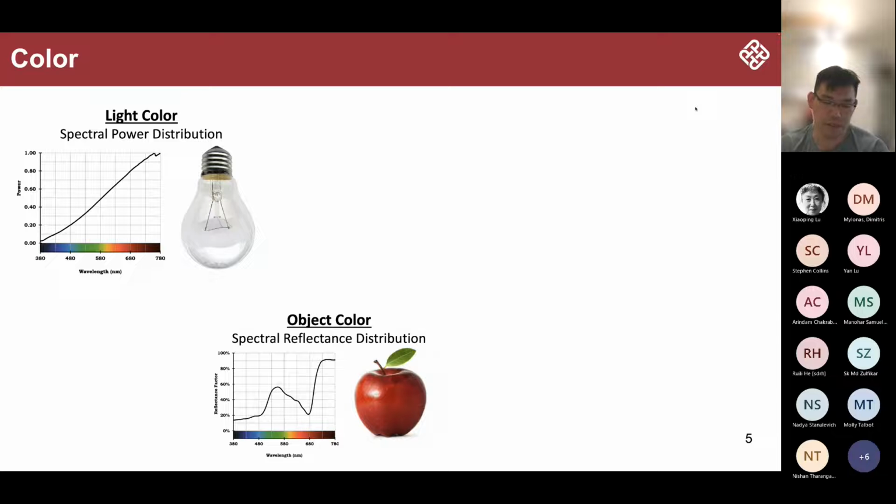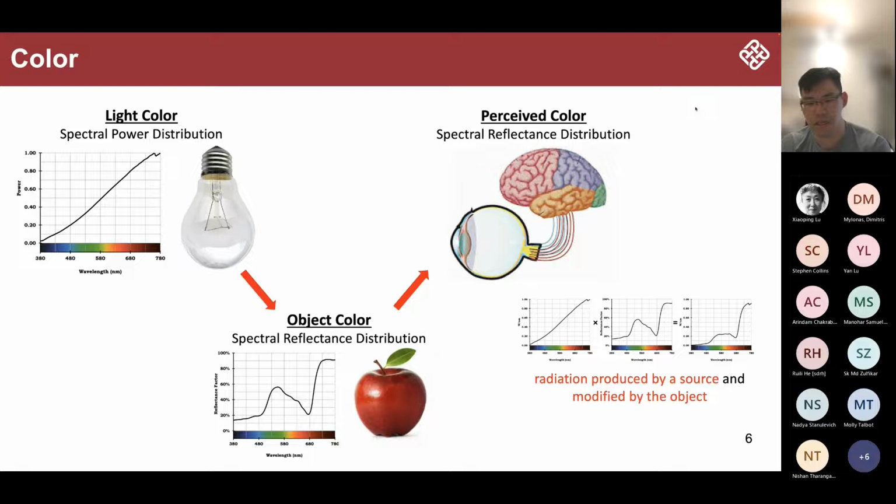We also use a two-dimensional plot for it. The horizontal axis is the wavelength, and the vertical axis is the reflectance factor. The higher the reflectance factor, the greater the amount of radiation reflected at that specific wavelength. That's the object color, but the color we see is actually an interaction between the light color and the object. In other words, we multiply the spectral power distribution by the spectral reflectance distribution, and that's the final product that goes into our eyes.